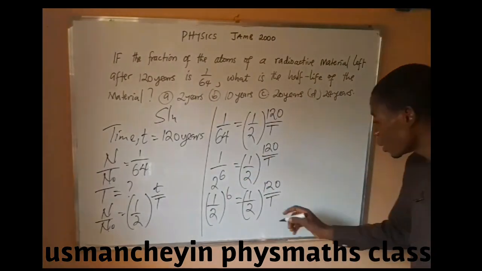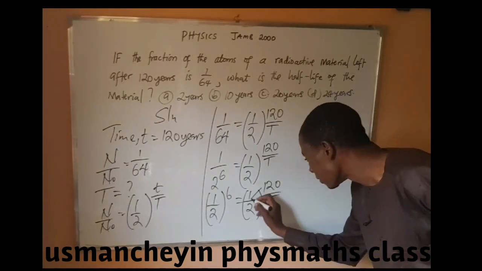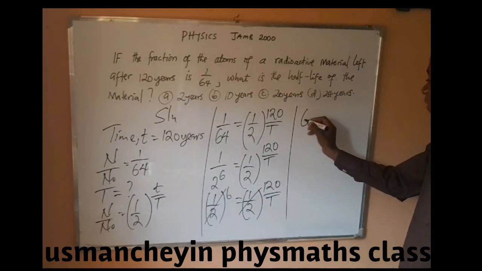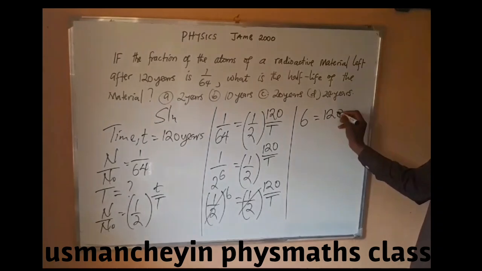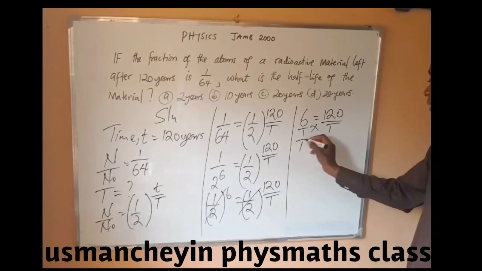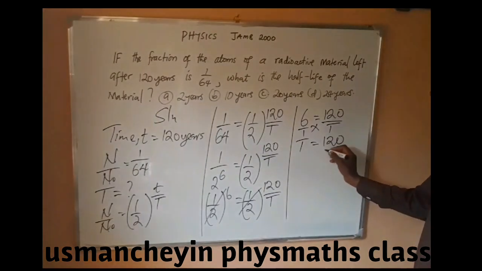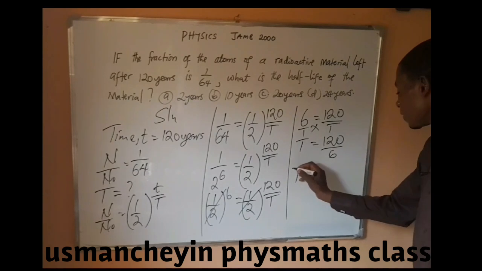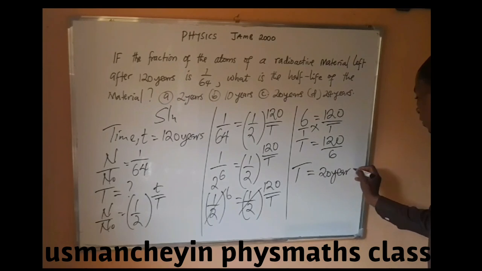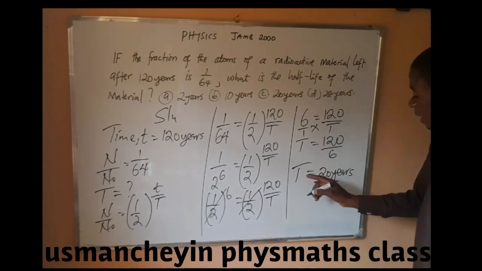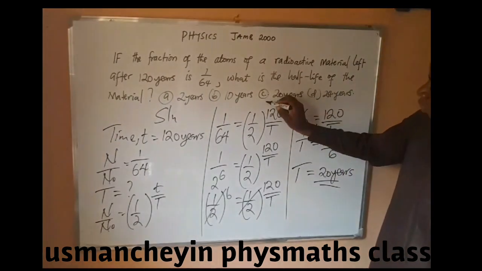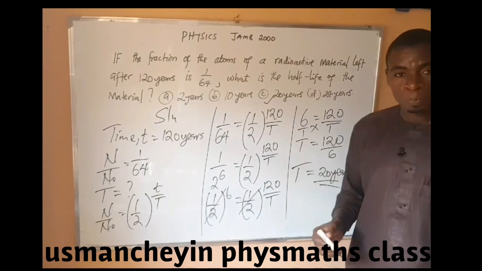Okay, so the bases are the same, so this will cancel this. So we'll be having 6 equal to 120 all over T. From here we cross multiply so that our T should be equal to 120 all over 6. Finally, our T is equal to 20 years. So it simply means that the half-life is equal to 20 years. Now, if you check, option C is the correct option.